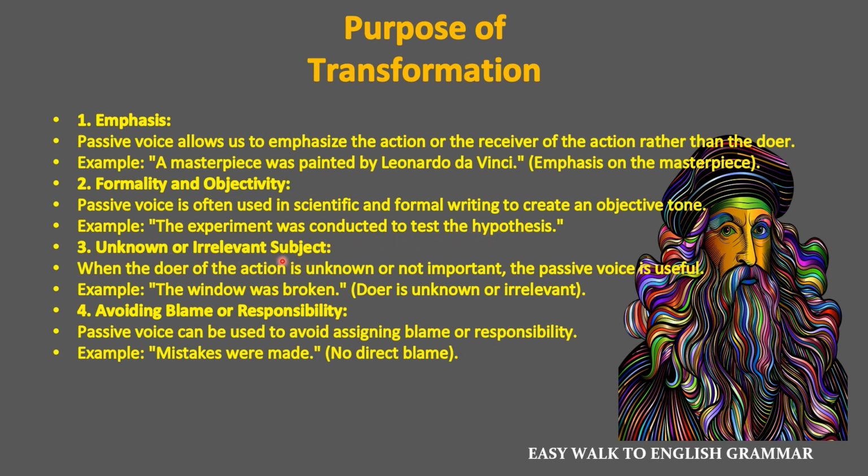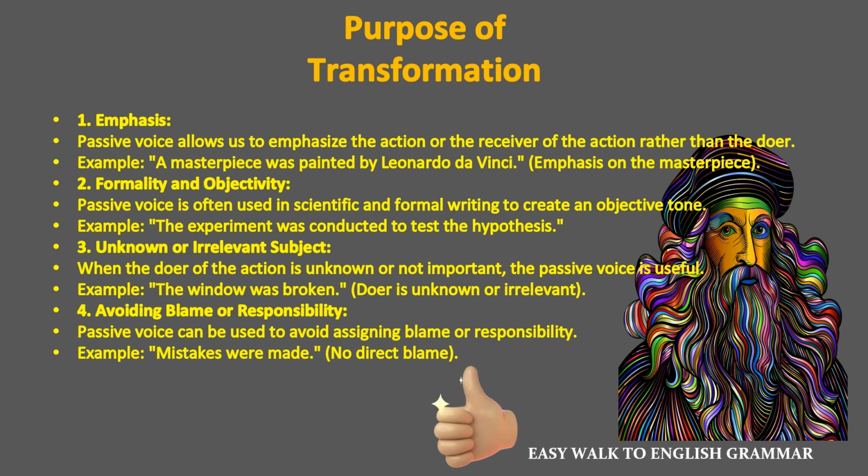3. Unknown or irrelevant subject. When the doer of the action is unknown or not important, the passive voice is useful. Example: the window was broken. The doer is unknown or irrelevant. 4. Avoiding blame or responsibility. Passive voice can be used to avoid assigning blame or responsibility. Example: mistakes were made. There is no direct blame.